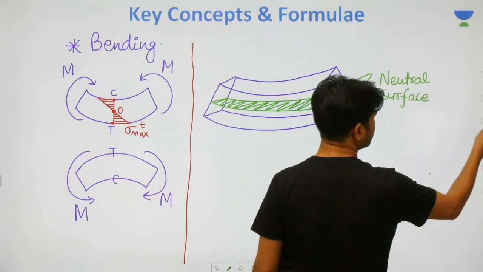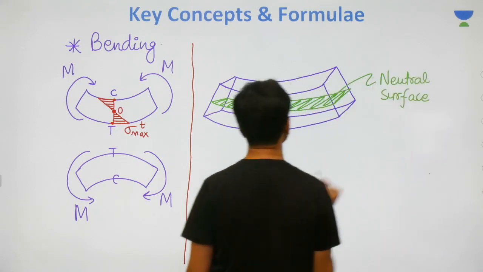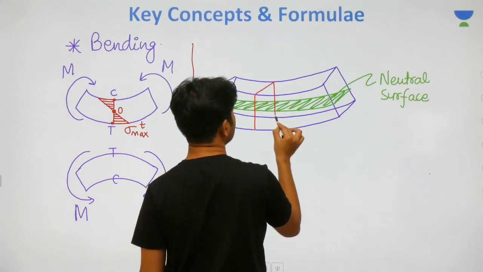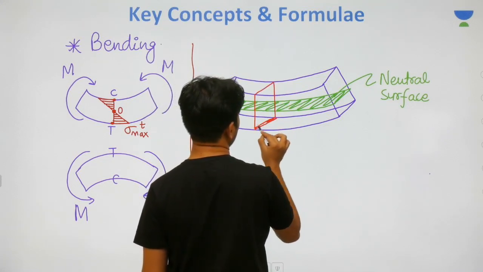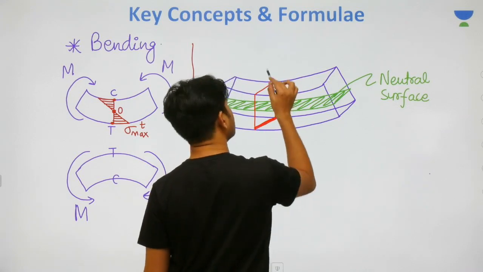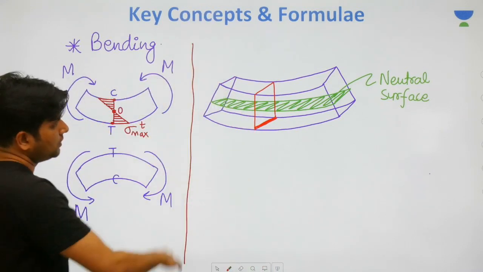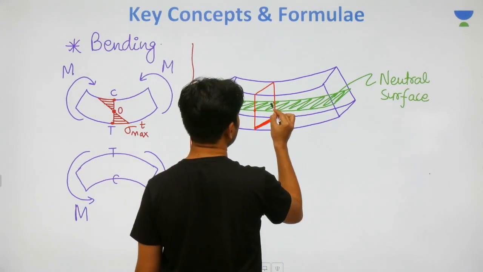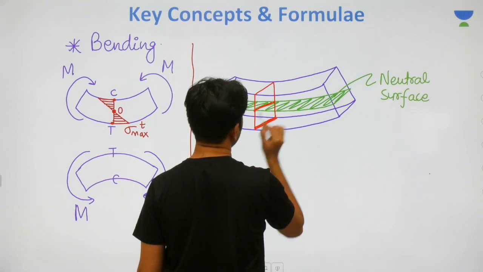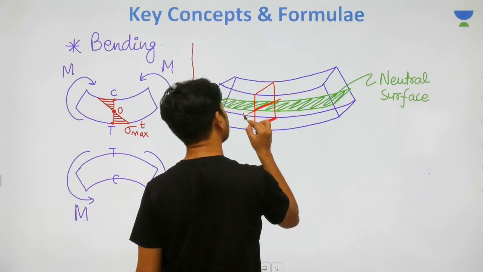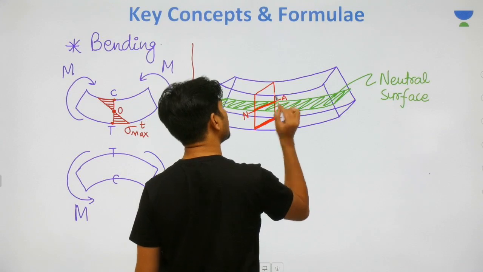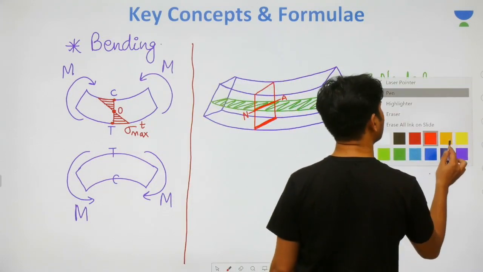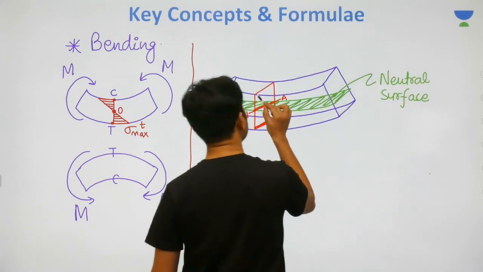Then what is neutral axis? Neutral axis is the line of intersection for any section with the neutral surface. I repeat, this red one is any given section, and the green one is representing the neutral surface. They both intersect at a line, and that line is known by the name neutral axis of the respective section.